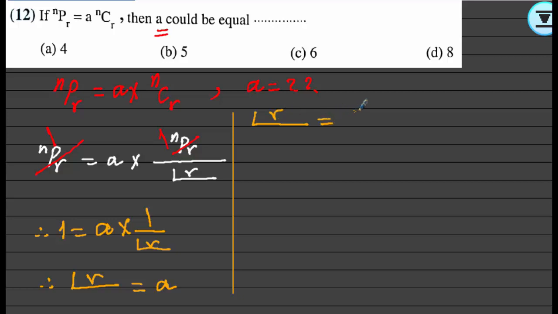Factorial R could be equal 6. Why? Because 6 is a factorial of some number: 6 equals factorial 3. But 8 is not a factorial of any integer. Also 5, not a factorial of any integer. Also 4. So R must be equal 3 and the factorial R equals 6. And we choose letter C.